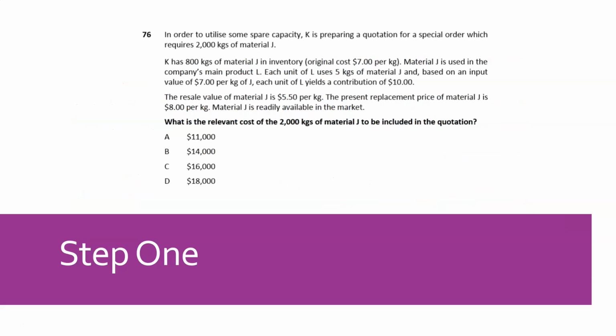Right, let's look at another one in this scenario, where you just need the material. So in order to utilize some spare capacity, K is preparing a quotation for a special order which requires 2,000 kilograms of material J. K has 800 kilograms of material in inventory. It says that it's readily available and that it is used in the company. Material J is used in the company, right? So it's not like we're not using it. We use it regularly. It's not going to waste.